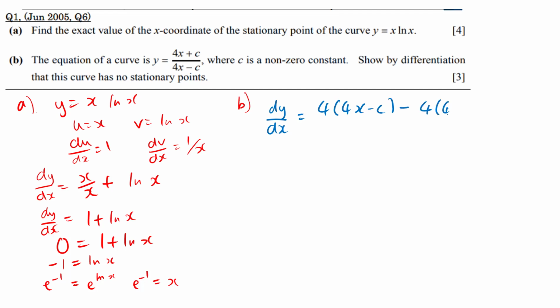For c over 4x minus c squared. Right. So if it's got a stationary point, dy dx equals 0, right? Happy with that? Yeah. Okay, so what we've got to do is just apply, if you ever get stuck, just try to apply what you know and see what happens. So we're going to do 0 equals all of this.